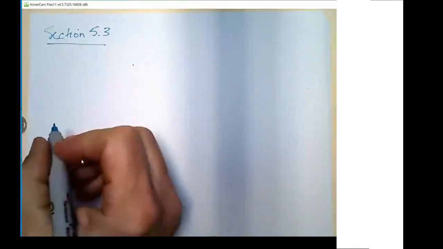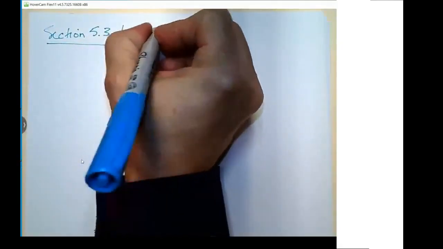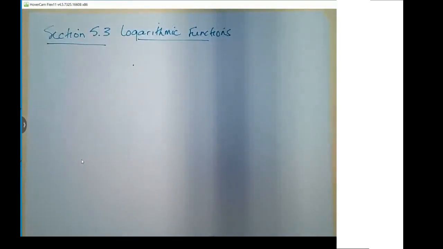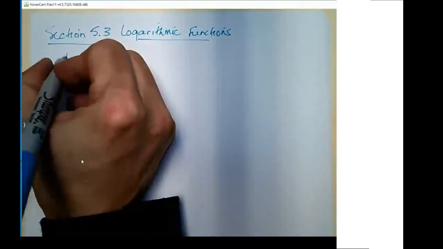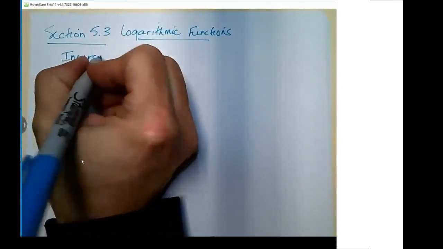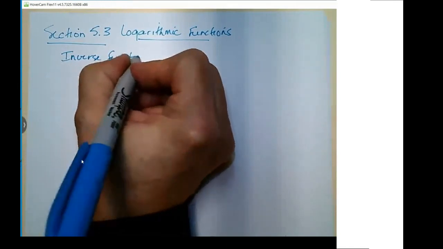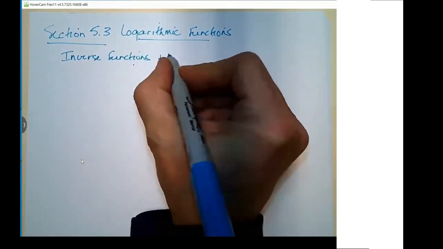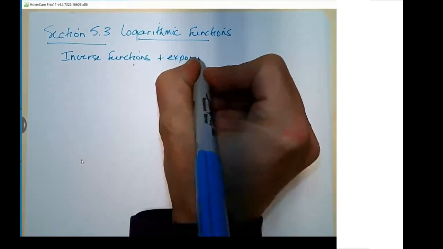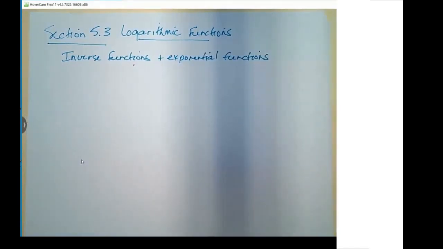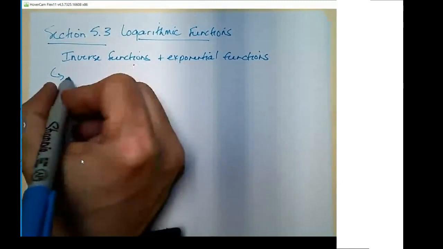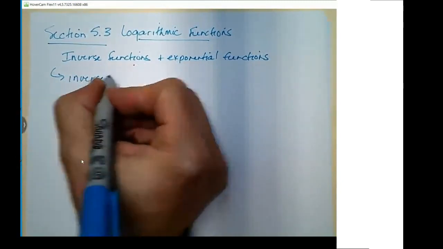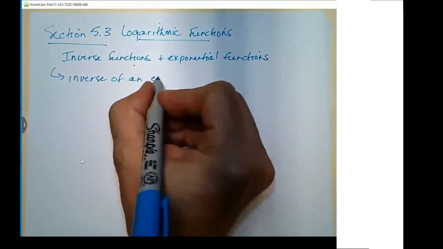All right, so we're talking about section 5.3. This is where we're talking about another new kind of function. These are called logarithmic functions. What we're going to do here is we're going to take the two things that we talked about in section 5.1 and 5.2. So we're going to take the idea of inverse functions, and we're going to take the idea of exponential functions. We're going to put those two concepts together. What we're going to end up talking about is what the inverse of an exponential function looks like.